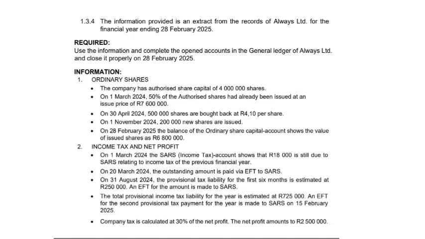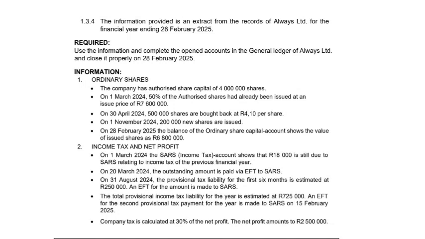Number 2, income tax and net profit. On 1 March 2024, the SARS income tax account shows that 18,000 Rand is still due to SARS relating to income tax of the previous financial year. On 20 March 2024, the outstanding amount is paid via EFT to SARS. On 31 August 2024, the provisional tax liability for the first 6 months is estimated at 250,000 Rand. An EFT for the amount is made to SARS.